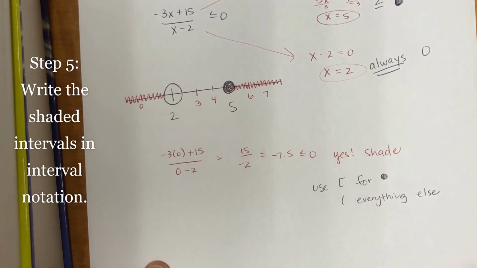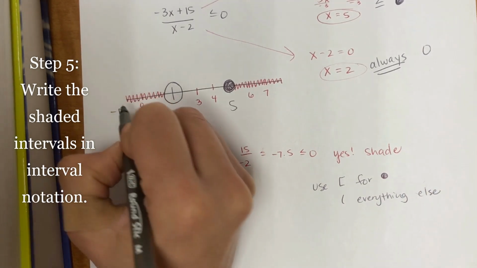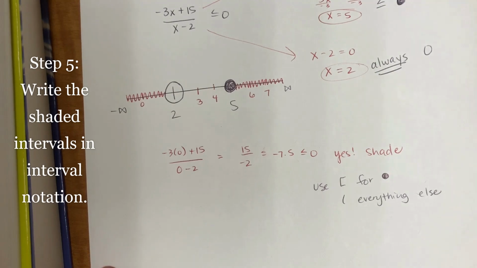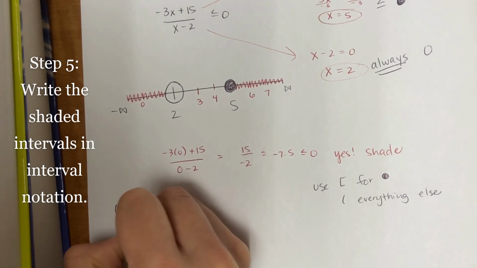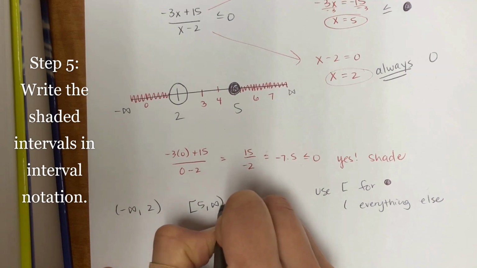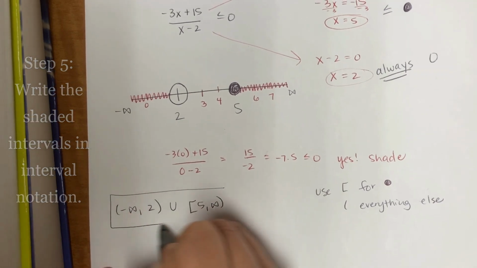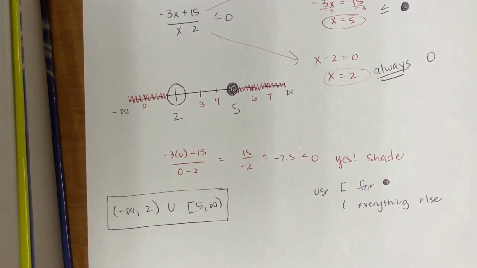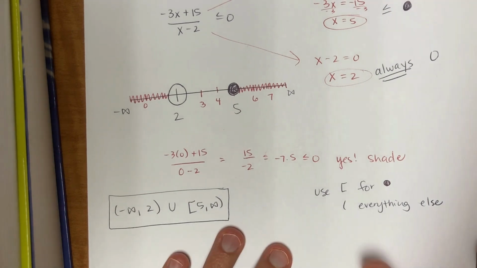So what part is shaded in? Number lines go from negative infinity to positive infinity. So from negative infinity to 2, and from 5 to infinity is shaded in. Done. All right, that's our first example.